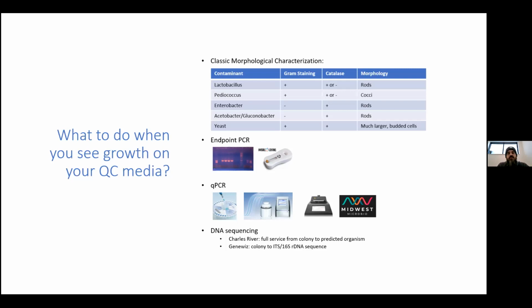Finally, you could take your plates that have colonies on them and send them off to companies to actually sample off that plate and tell you what that organism is. So you have a lot of options at this point to figure out what it is, and then take measures from there based on that.